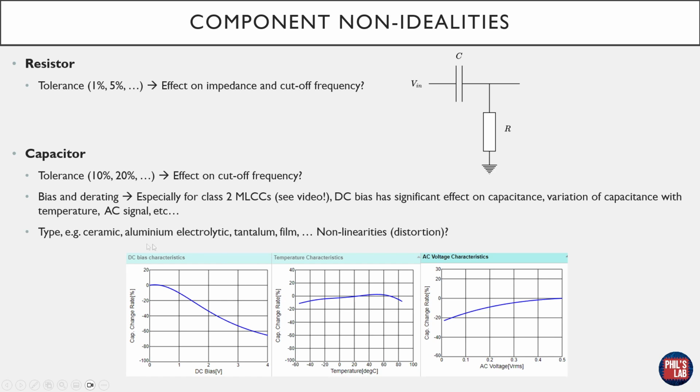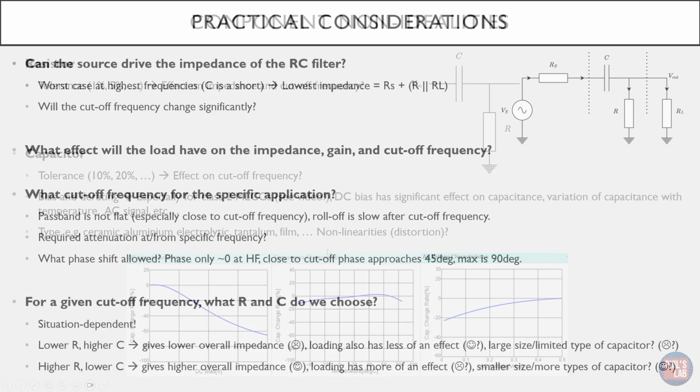Also, the actual type of capacitor, so if it's a ceramic, what type of ceramic, what the dielectric is, if you're choosing an aluminium electrolytic, a tantalum, a film, and so on, all of these capacitors might have different properties. They might have different maximum allowed voltage ratings, better bias and derating characteristics, but some of them might also introduce nonlinearities or have piezoelectric effects, such as class 2 multilayer ceramic capacitors, which introduce distortion. So some capacitors you might not want to have in your audio path signal chain, for example, class 2 MLCCs, and you might use a film capacitor instead.